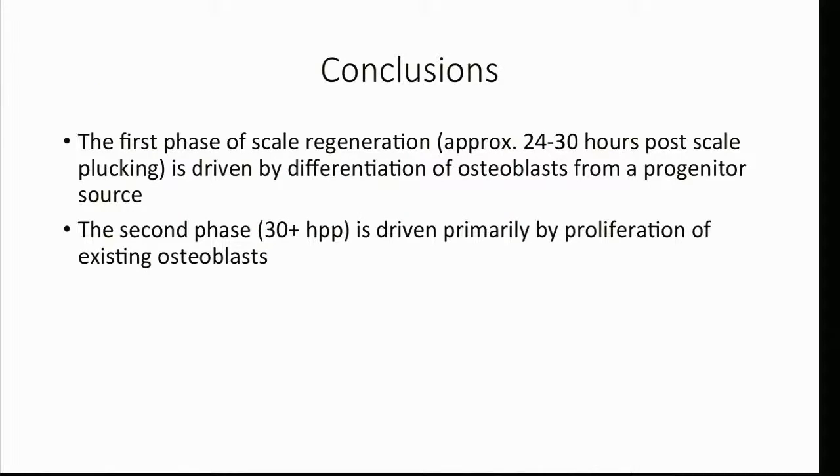So just to sum up this part, we have this initial phase of scale regeneration where a progenitor source directly differentiates into osteoblasts to provide the initial pool of cells that will make up the regenerated tissue. But then later, primarily proliferation drives growth of the scale.